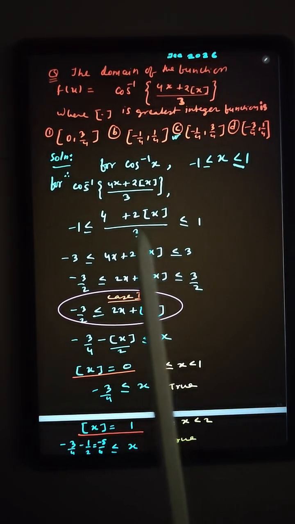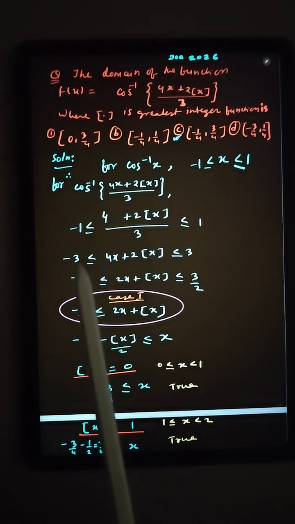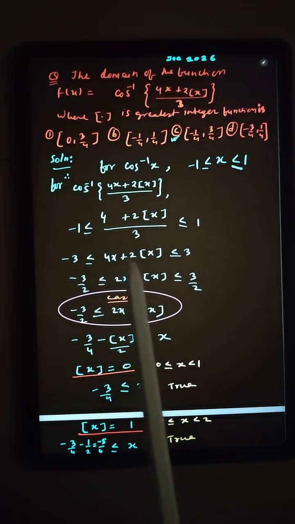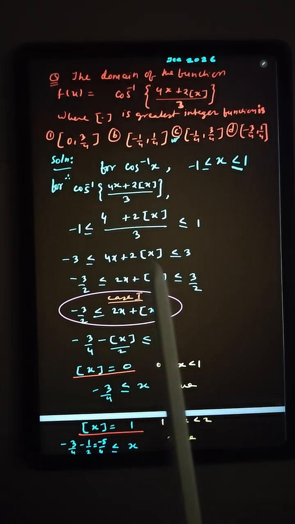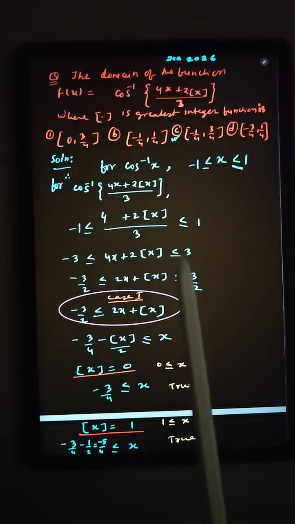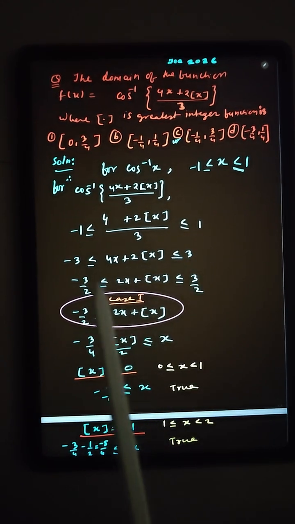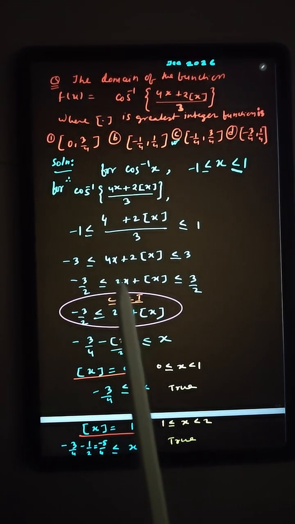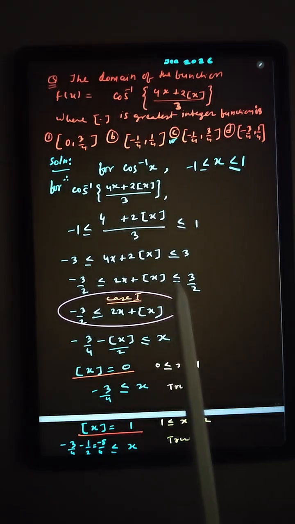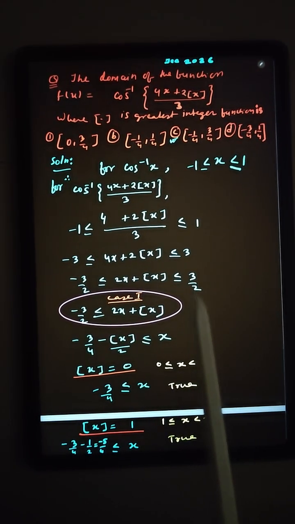So you just multiply by 3 throughout: -3 ≤ 4x + 2[x] ≤ 3. Next, we divide the whole expression by 2. So -3/2 ≤ 2x + [x] ≤ 3/2.